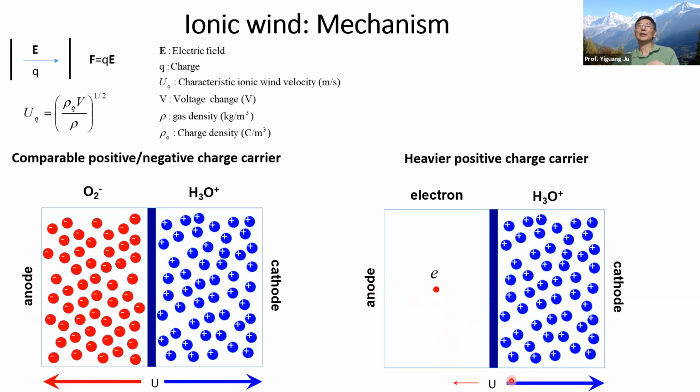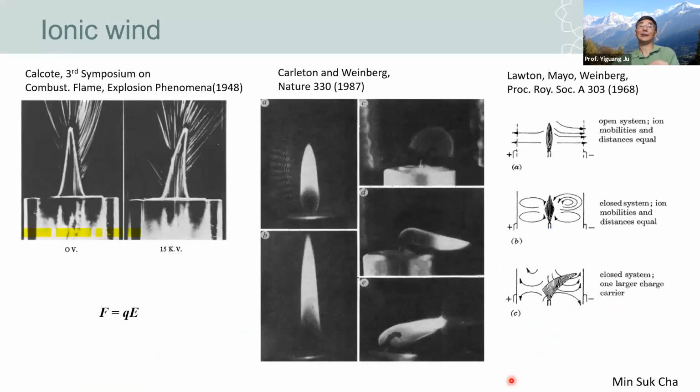This generates a lot of interesting phenomena. In the early days, the early study by Calcutt and Weinberg showed that if you put an electric field with different voltages in an open system, you can see a flow induced toward the positive electrode and the negative electrode. If you put it in a closed system, you have a circulation because of the closed cycle. With lighter charged particles, the flow is unsymmetrical and you have a flow moving in one direction. This is a fascinating phenomenon, and it was even published in Nature.